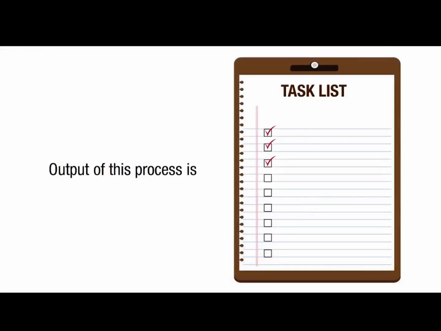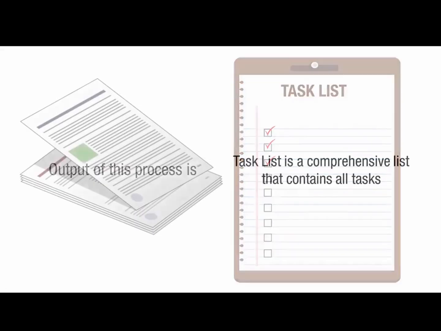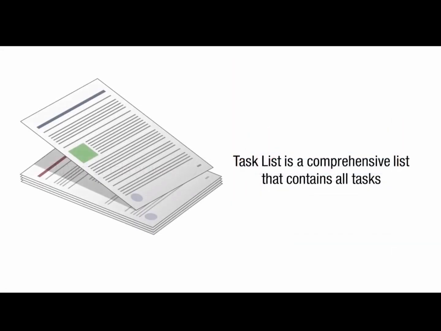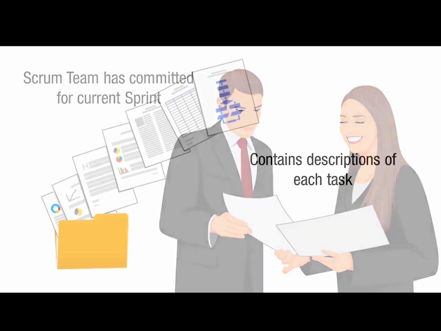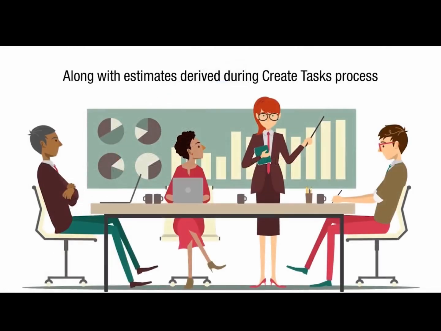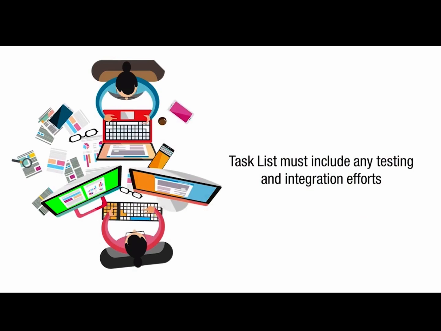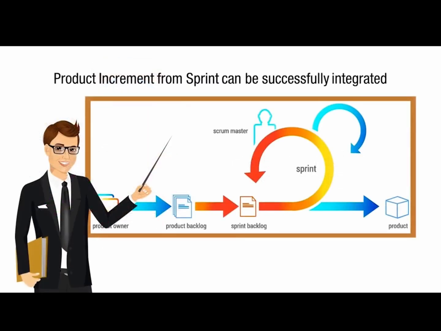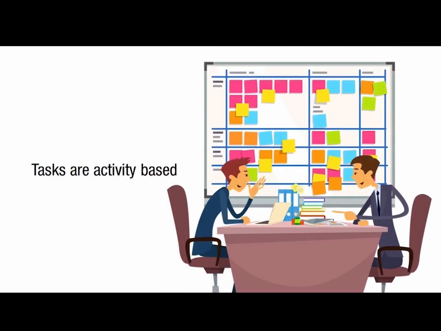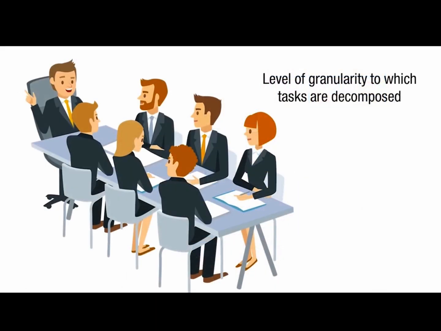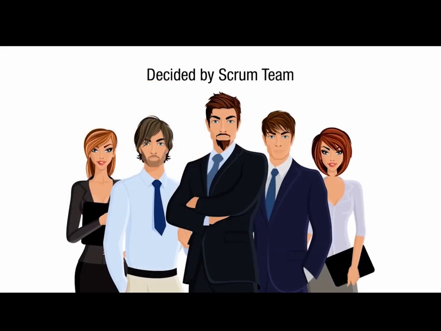The mandatory output of this process is Task List. The task list is a comprehensive list that contains all the tasks to which the Scrum team has committed for the current sprint. It contains description of each task along with estimates derived during the Create task process. The task list must include any testing and integration efforts so that the product increment from the sprint can be successfully integrated into the deliverables from previous sprints. Even though tasks are often activity-based, the level of granularity to which the tasks are decomposed is decided by the Scrum team.